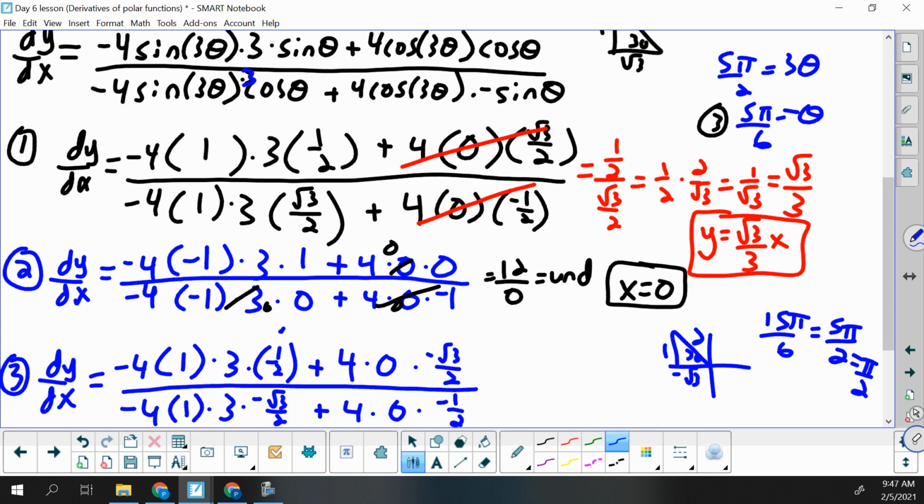In the front parts, the negative 4's divide out, the 1's divide out, the 3's divide out. So this is just 1/2 over negative radical 3 over 2, which is the same as we had in scenario 1, but with a negative. So this will end up being negative radical 3 over 3. So we just get y equals negative radical 3 over 3 x, because remember our point was at 0, 0. So that's a long process to do 3 of them. If you had to just do 1, it wouldn't be quite as bad.